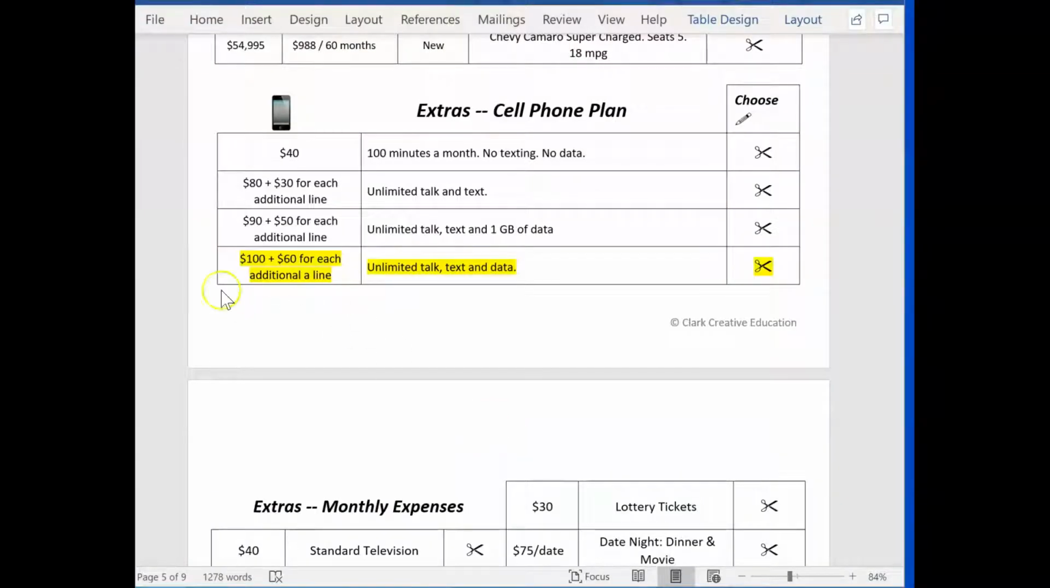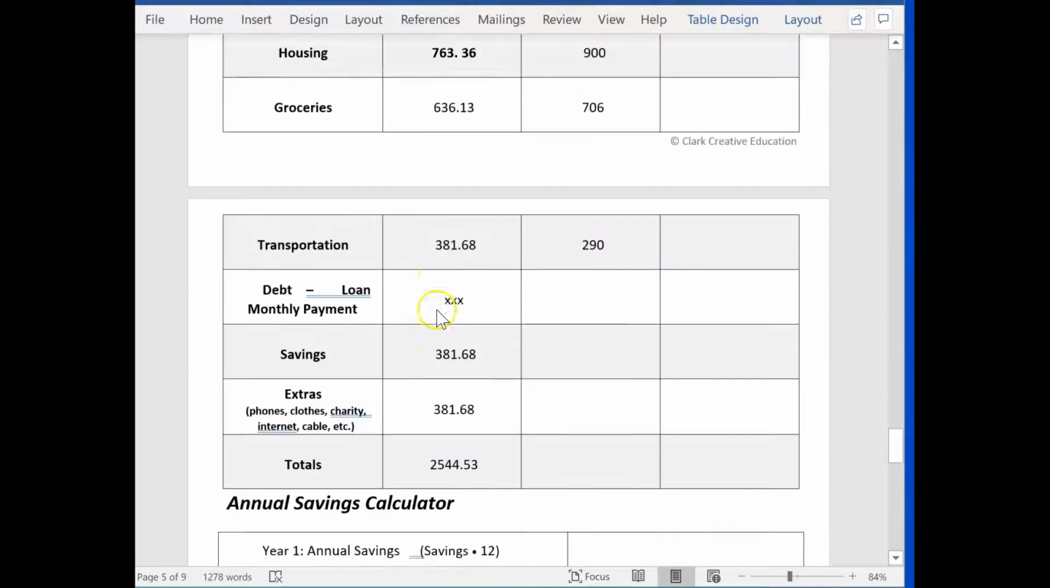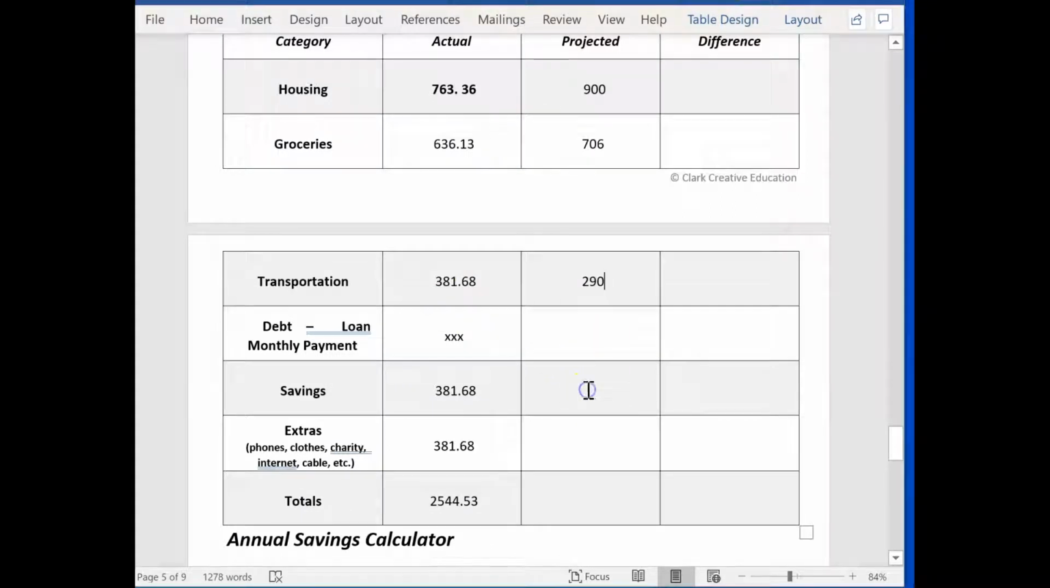So for my extras, my cell phone plan. It's $100 starting plus $60 for each additional line. There's 2 adults who are going to need it, so that's going to be $100 plus $120. Oh, for each additional. Sorry, it's going to be $160. So $160, we don't have to do debt. Alright, that's going to be our extras.